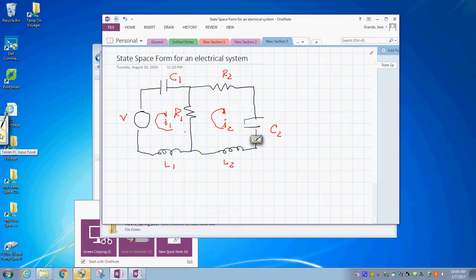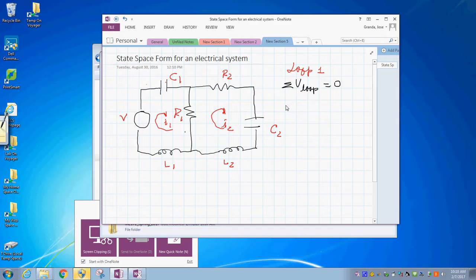So we have these two equations that we need to derive. So you could say, why don't we say loop 1, and then in loop 1, the summation of the voltages on a loop should be equal to 0. That's what Kirchhoff's law says.